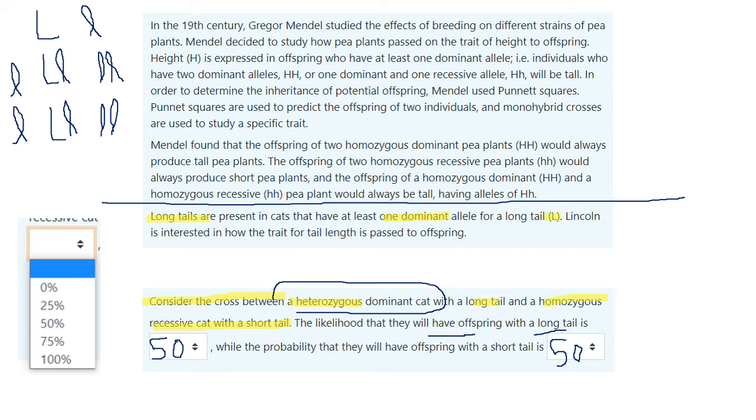When you're answering a question like this, you need to know which trait is dominant and which trait is recessive. Then you can draw your Punnett square to work out the percentages.